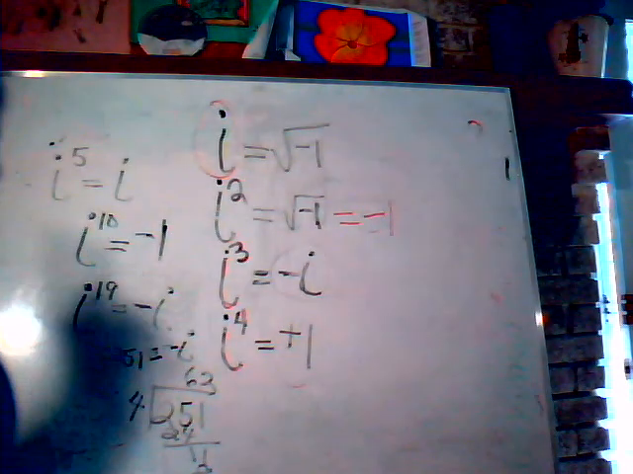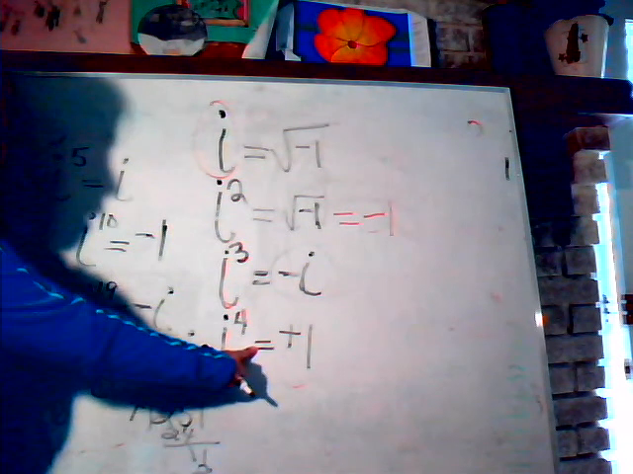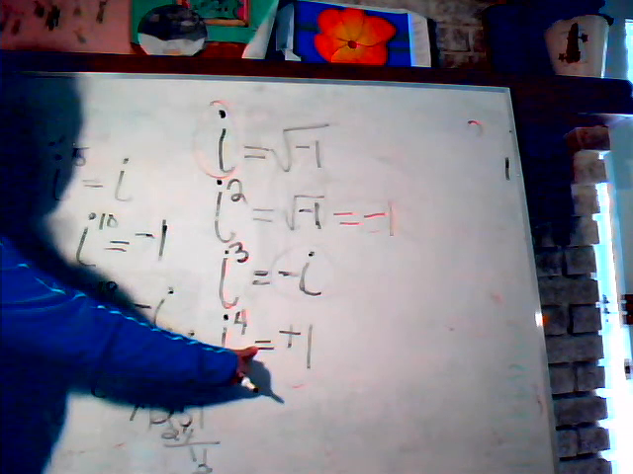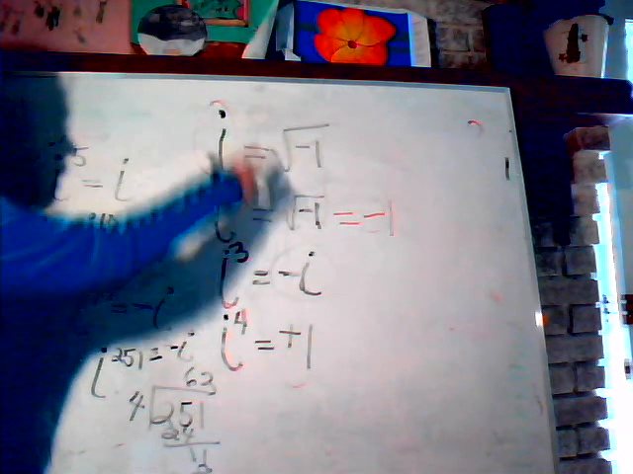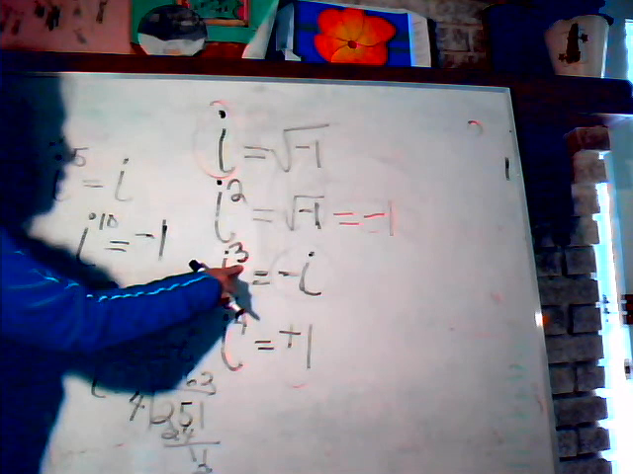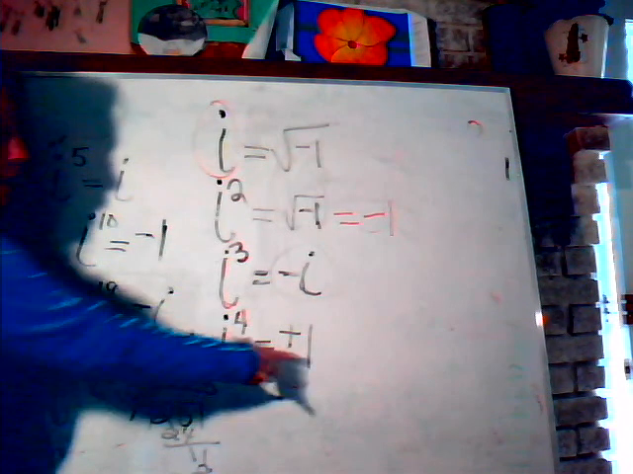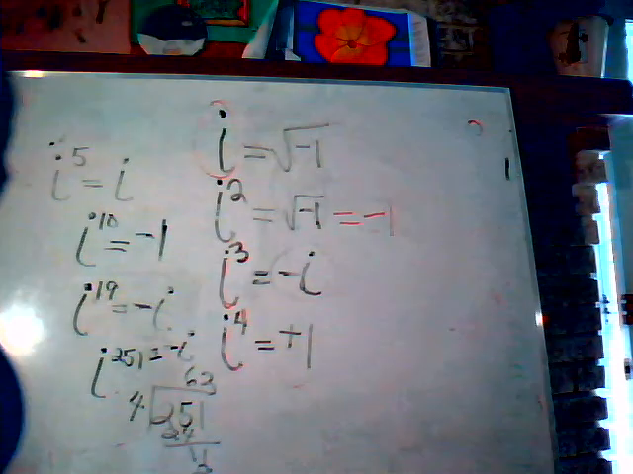Okay, the only catch is if there's no remainder, that means it's the 4th one, or just +1. If there's 1 remainder, it's i. If there's 2 remainders, it's -1. 3 remainders, -i. And if there's not a remainder, if it goes evenly, it's just a +1. So, that's your lesson on i.